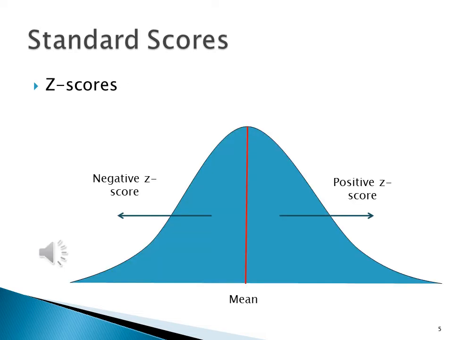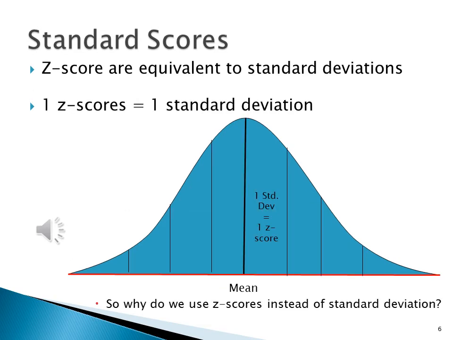This is just a pictorial representation of z-scores. Again, at the mean, the z-score is 0. Positive z-scores are to the right of the mean and negative to the left. Adding to this discussion, z-scores are equivalent to standard deviation. Most of us have heard of those, even though we may not fully understand them. A z-score equals one standard deviation.